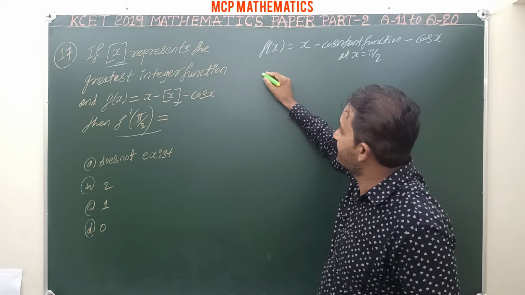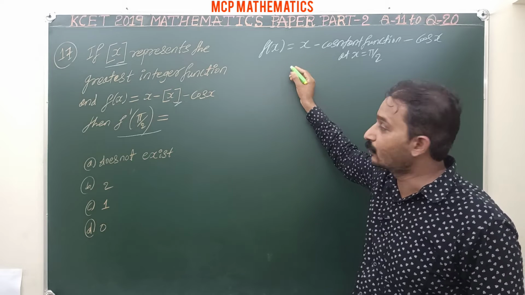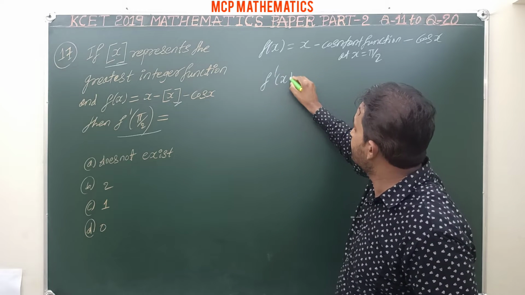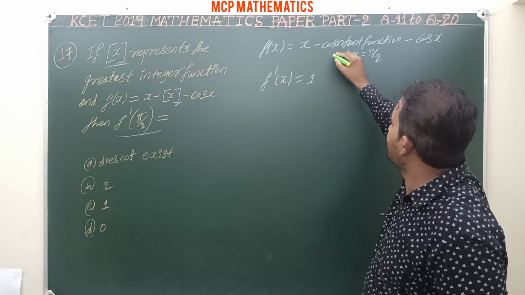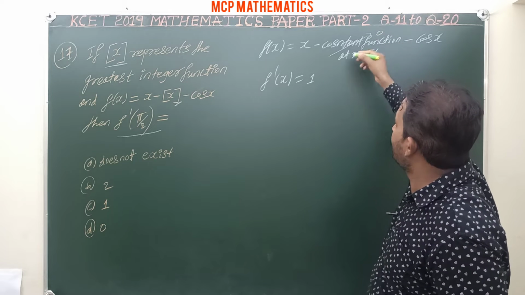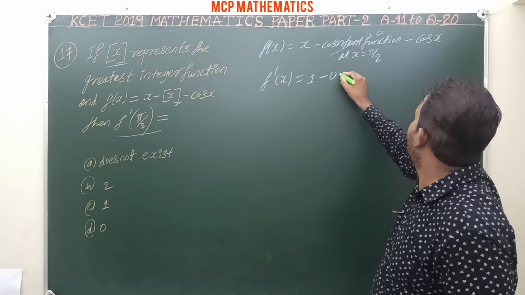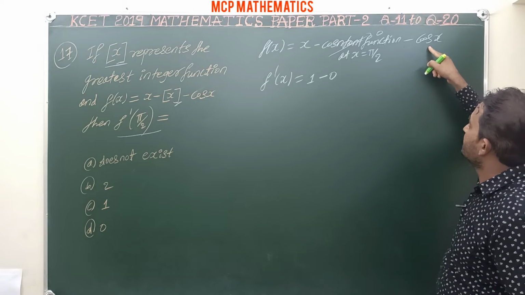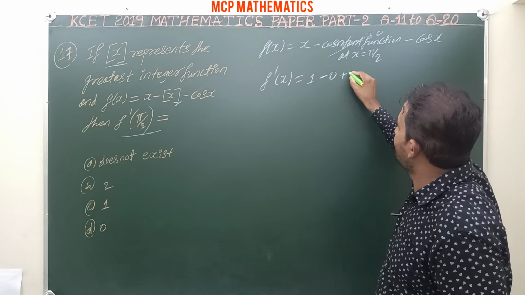We have to find f dash of x. Now differentiate with respect to x on both sides. F dash of x is equal to the constant function, whose derivative is 0. Derivative of a constant function is what? 0. Minus, here cos x is there. Differentiation of cos x is minus sin x, minus into minus, plus sin x.